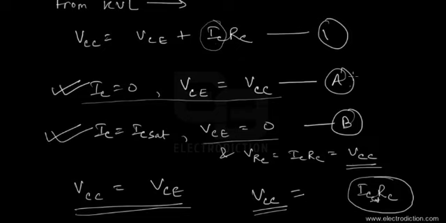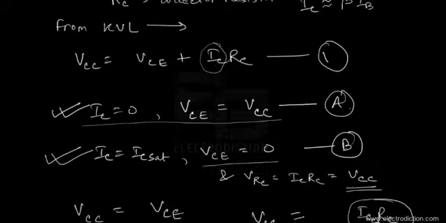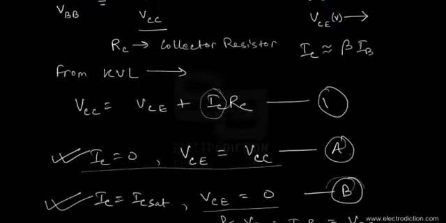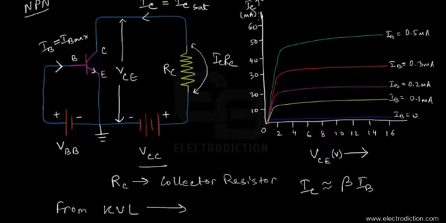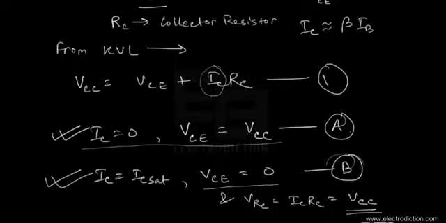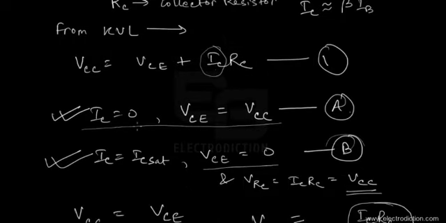And now if we plot the conditions obtained in conditions A and B in the output characteristics of this particular BJT, then we would be obtaining the load line. If we take a look at conditions A and B once more, we can see that we have corresponding points of IC and VCE.